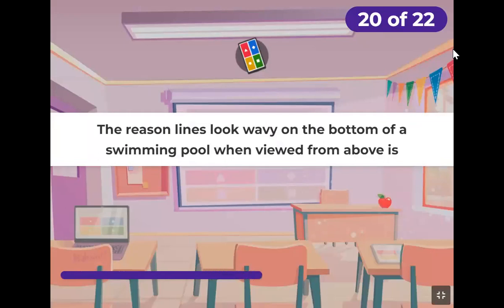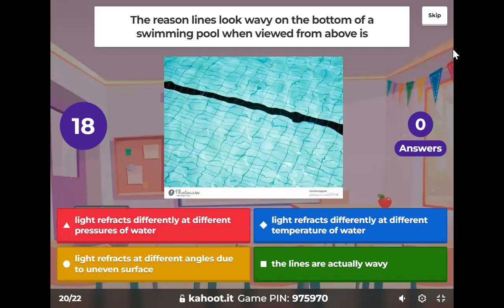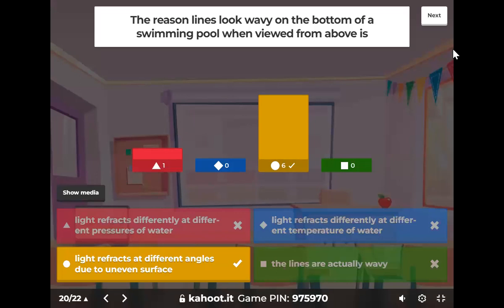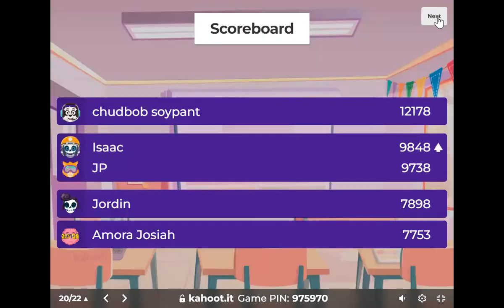Why do lions look wavy at the bottom of a swimming pool when viewed from above? That picture right there. Why? Why that picture? Yeah, light refracts at different angles due to uneven surface, right? So if it was completely calm water and no breeze or anything, you wouldn't get that effect. There would still be refraction, but it just wouldn't look all wavy like that. Right, there you go. Yeah, so uneven surface, what I'm looking for.